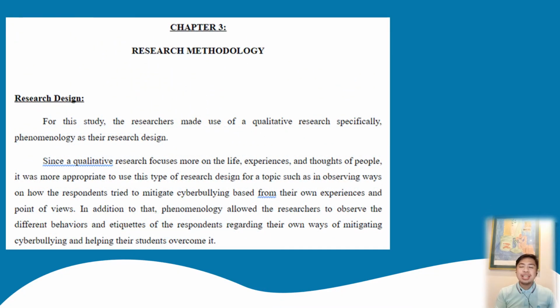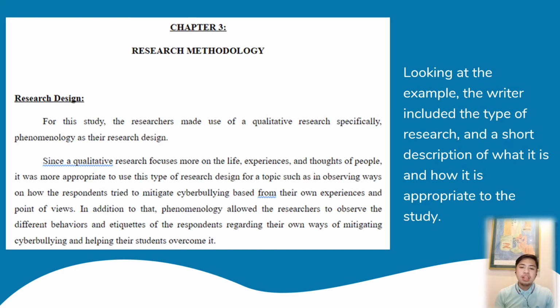Now, let's try to look at an example that I have here. It comes from a previous research conducted by my previous students from ABM. So let's try to figure out how they wrote this section of chapter 3. Now, looking at the example, the writer included the type of research and a short description of what it is. And at the same time, the writer included how the chosen type of research is appropriate to their respective study. Okay? So very short and very direct to the point.